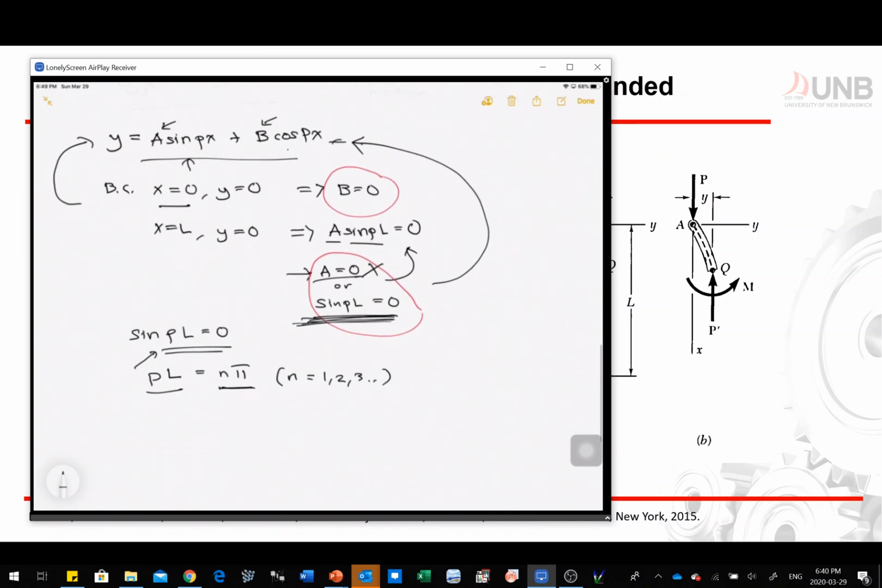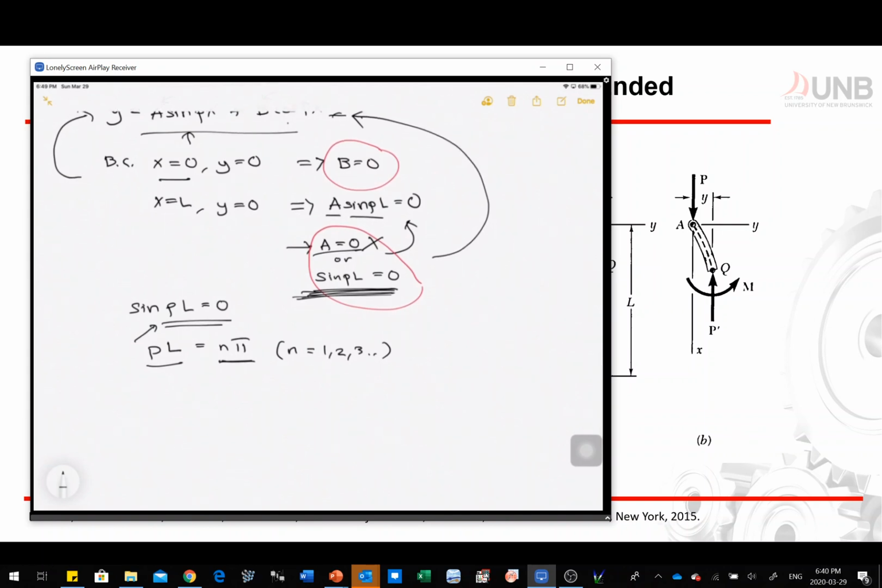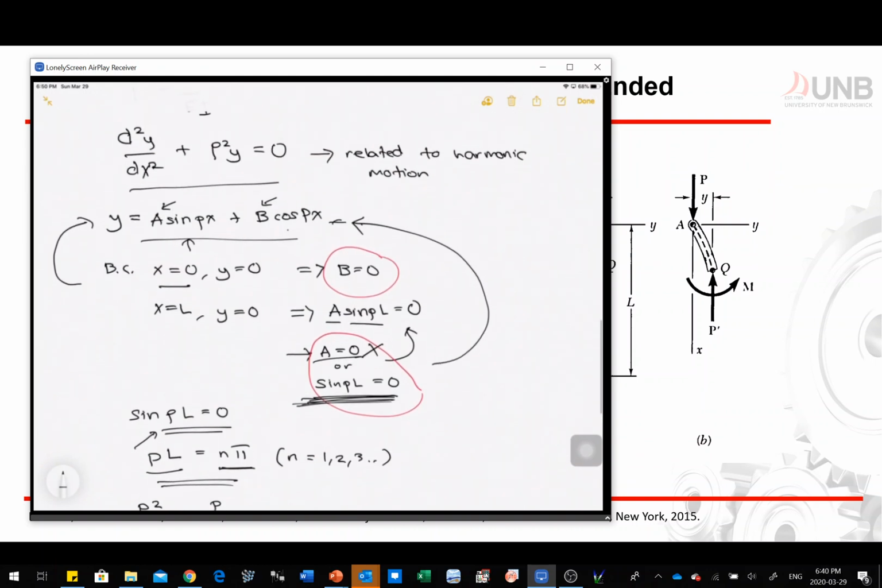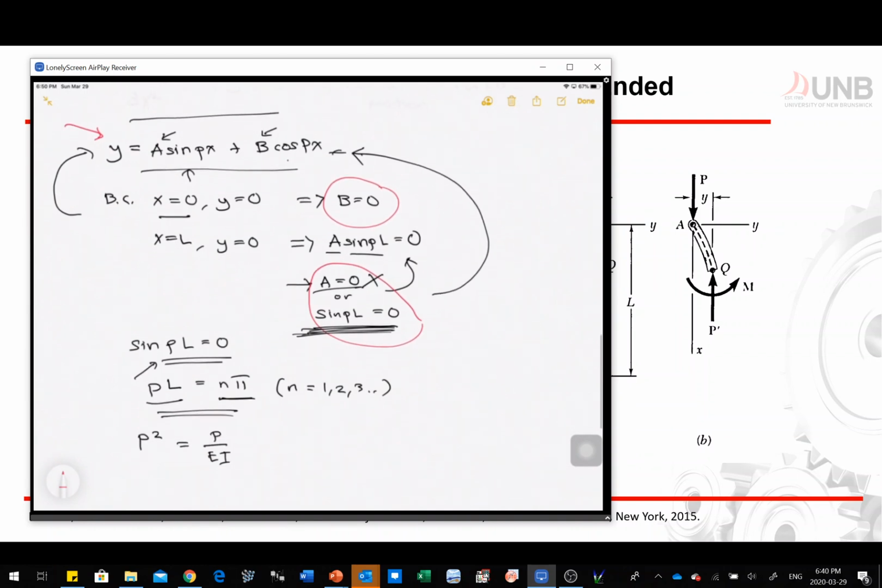Now, going back to this, we know that this is our case for this condition. Now remember that p squared is equal to P over EI. Where did we get this one? When we solved this problem, note that we made an assumption that p squared is equal to P over EI in order to solve our differential equation. So we're going to substitute p squared is equal to P over EI for this equation.